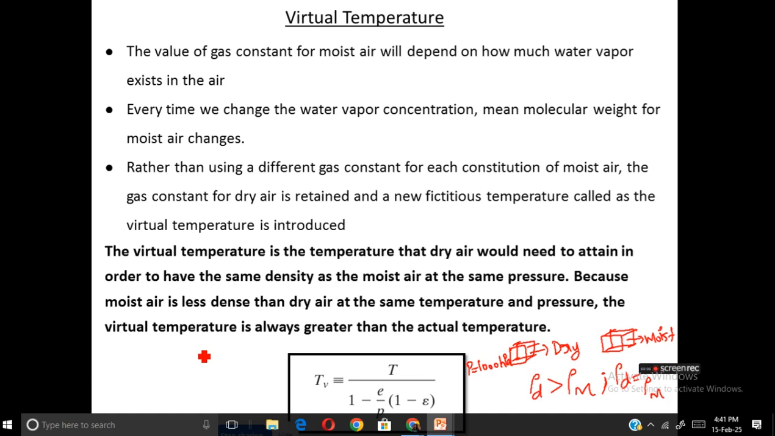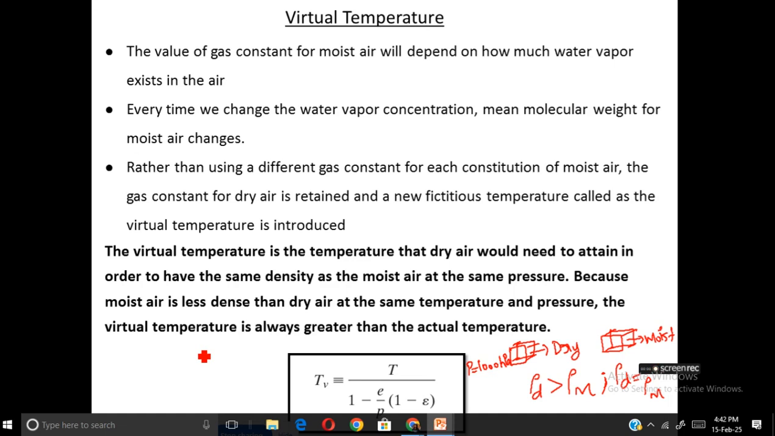We are not changing the pressure at which the parcels are. We are just changing the temperature of the dry air parcel. As we keep on increasing the temperature of the dry air parcel, at some particular temperature, the density of the dry air parcel and moist air parcel will become similar. That particular temperature is known as the virtual temperature, and it will always be greater than the actual temperature.